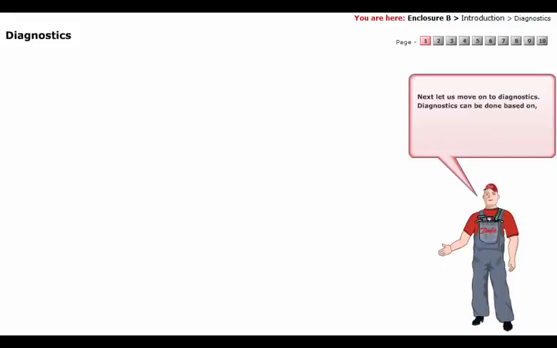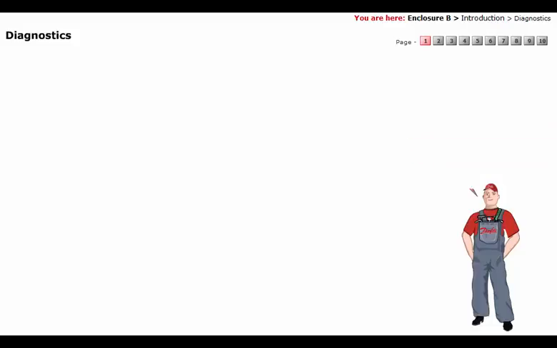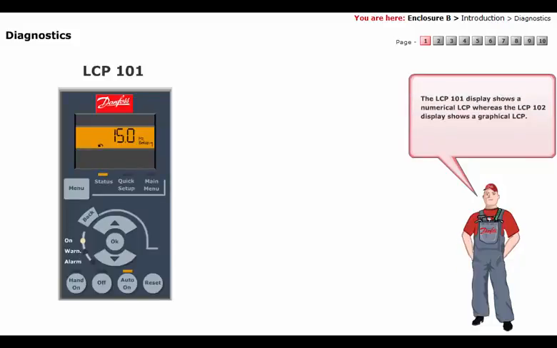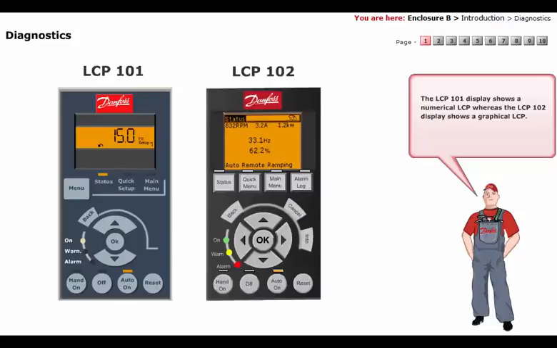Next let us move on to diagnostics. Diagnostics can be done based on status messages, warnings, and alarm, fault, and historic log. Before learning in detail about diagnostics, let me give you a quick note. The LCP101 display shows a numerical LCP, whereas the LCP102 display shows a graphical LCP.